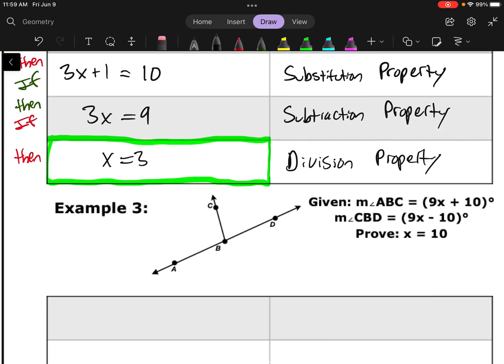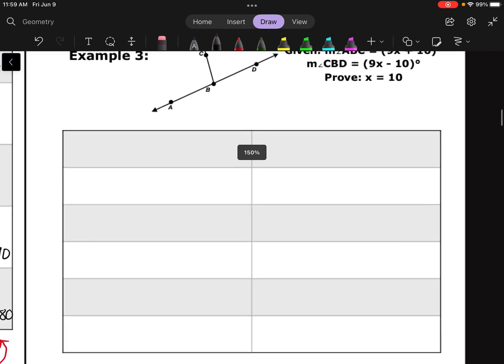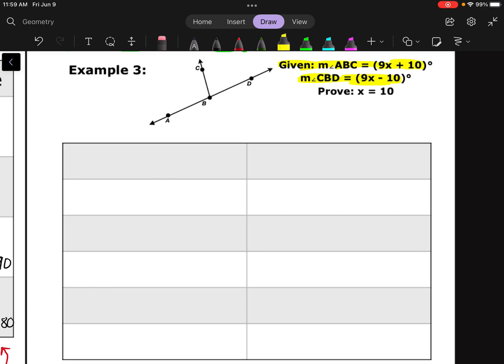All right, let's go down to example 3, our last one before y'all are going to try some. Let's see here. So it looks like we actually have two givens here. It says that ABC is 9x plus 10, and 9x minus 10 is CBD. Okay, so let me jot those down first. We know we got to start with our givens.